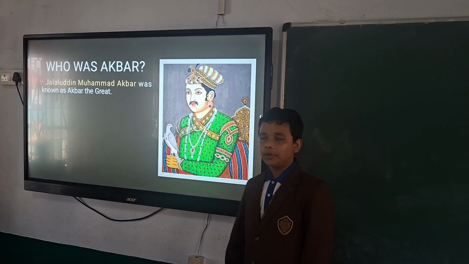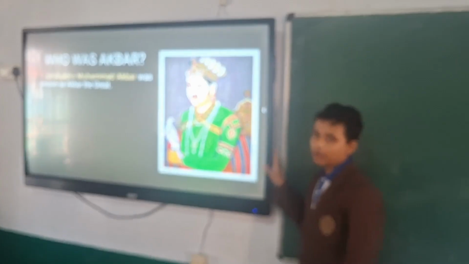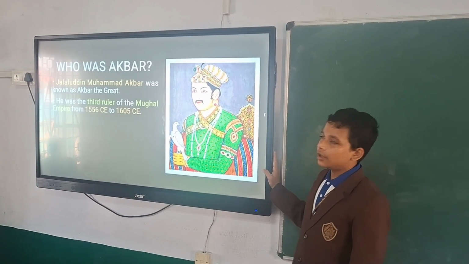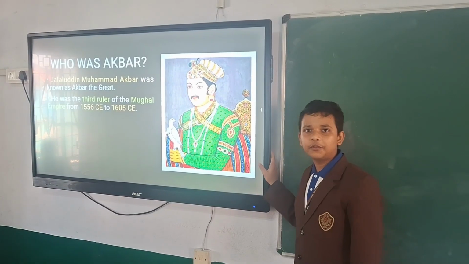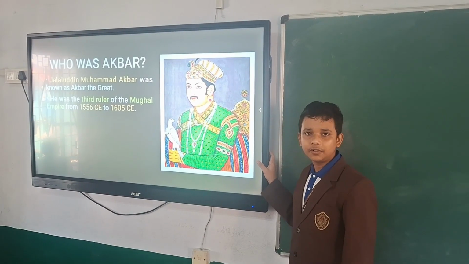The original name of Akbar was Jalaluddin Muhammad Akbar. He was the third ruler of the Mughal Empire from 1556 CE to 1605 CE.